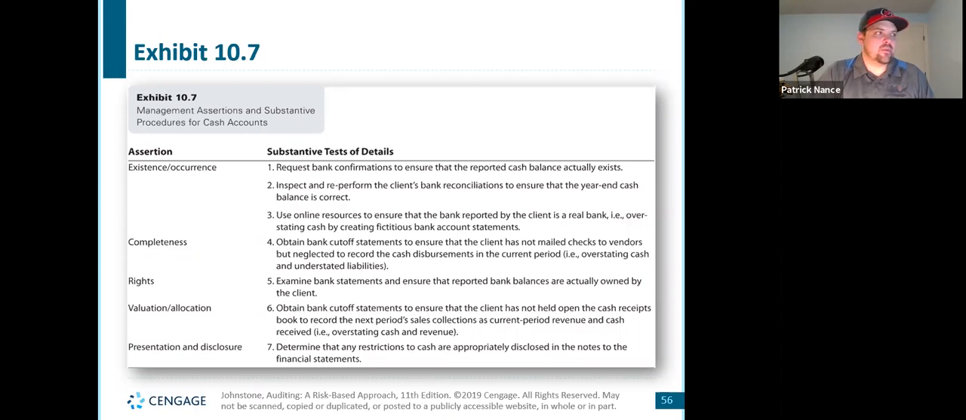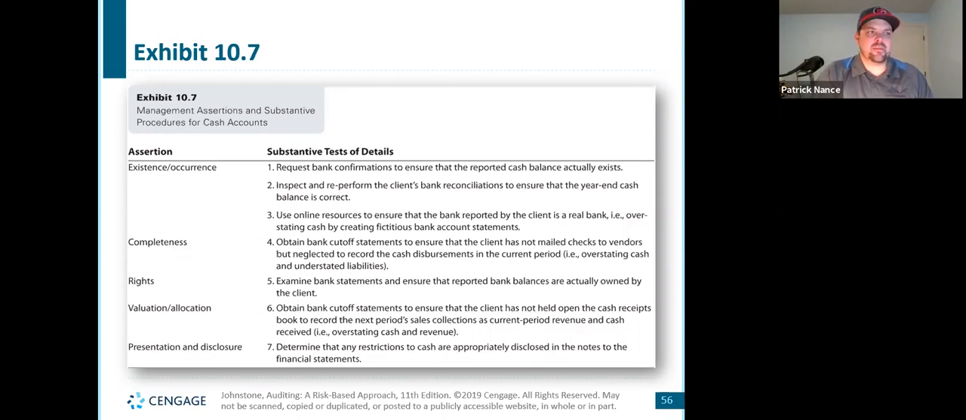Inspect and reperform bank rec, we'll look at one of those in a minute. Completeness, obtaining bank cutoff statement, making sure that everything is complete, not only complete, but also put into the right time frame. Rights, again, that's the bank statements that look at bank balances are actually owned by the client. Valuation and allocation, obtain bank cutoff to ensure the client has not held open cash receipts books to record the next period's sales in the current period's revenues and cash, basically shifting revenues or expenses.